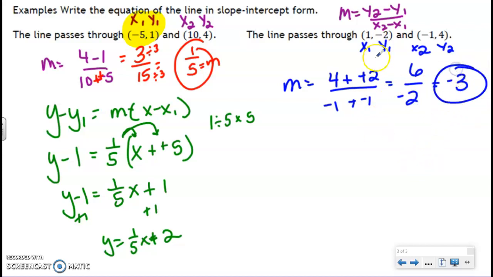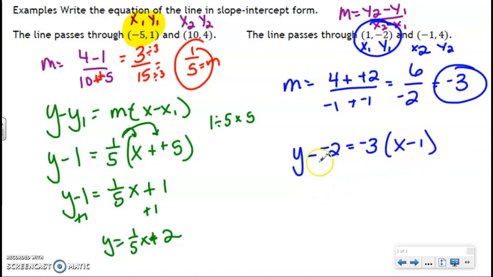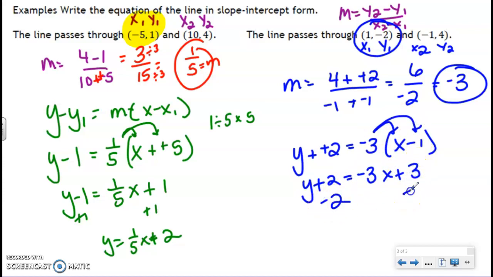I'm going to use that for my m. And I'm going to use this for my point. So I'm going to do y minus y1. So y minus negative 2 equals m times x minus x1, which is 1. Keep change there. And we're going to distribute. So negative 3 times x is negative 3x. Negative 3 times negative 1 is positive 3. Watch your signs there. And then subtract 2 from both sides. So y equals negative 3x plus 1.